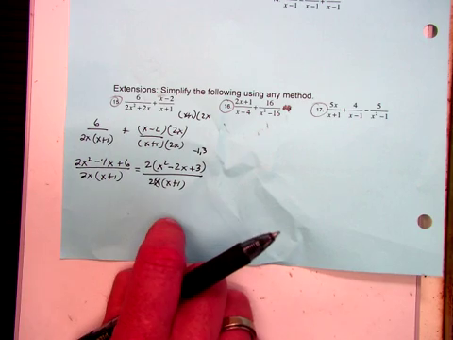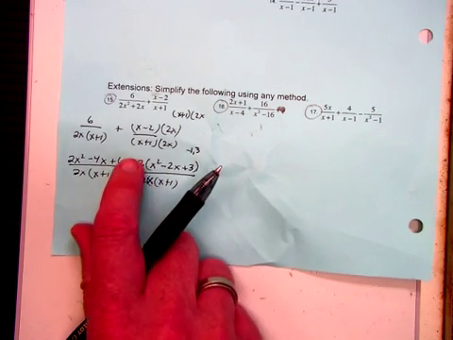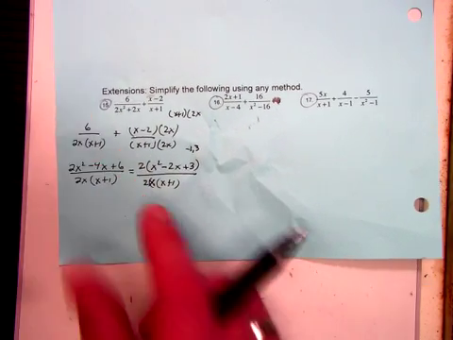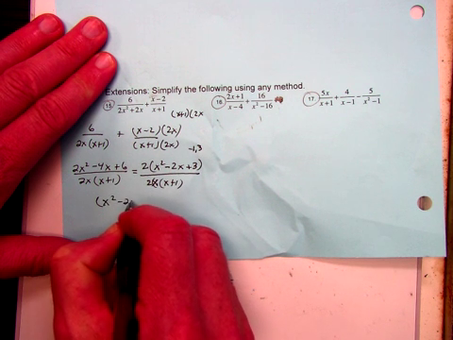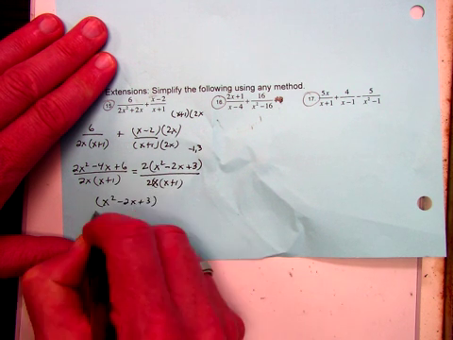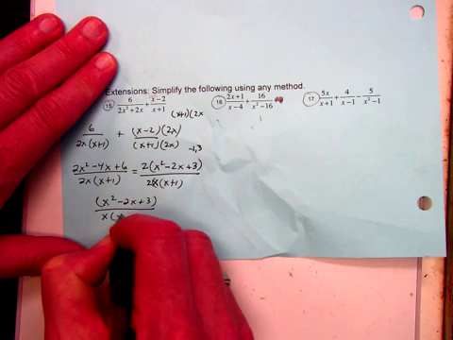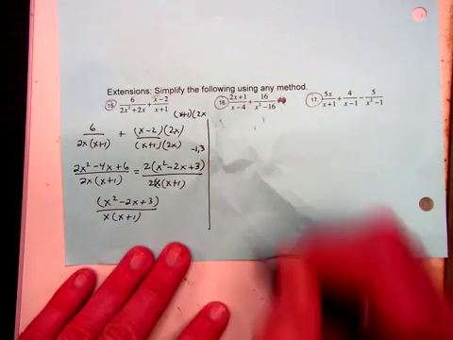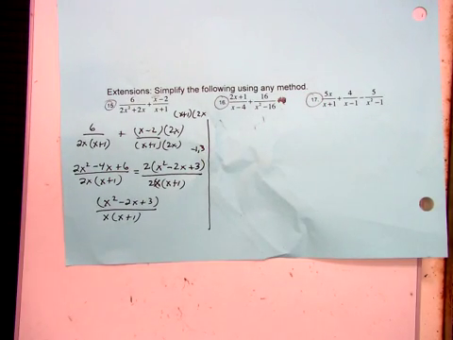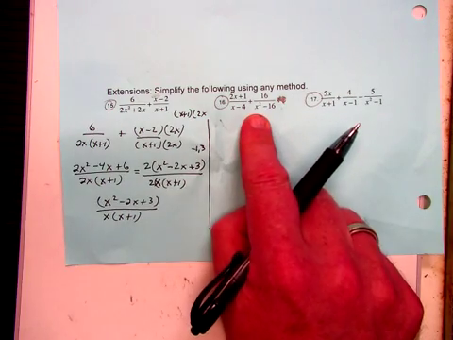But I want you to look, is there anything else I can get rid of now? Yeah, I can cancel out a 2 out of both of them. So what am I left with? Is x squared minus 2x plus 3 over x times x plus 1. Okay, so that's 15. All right, so now I'm going to go handle this one.